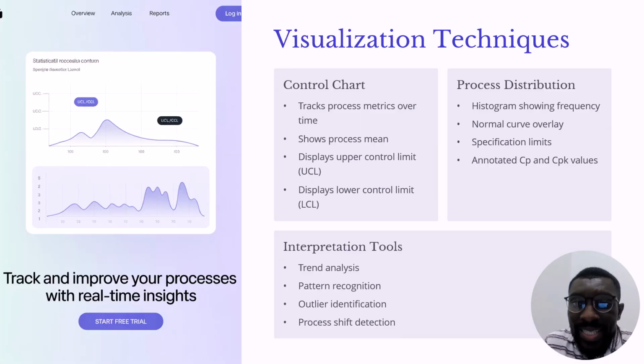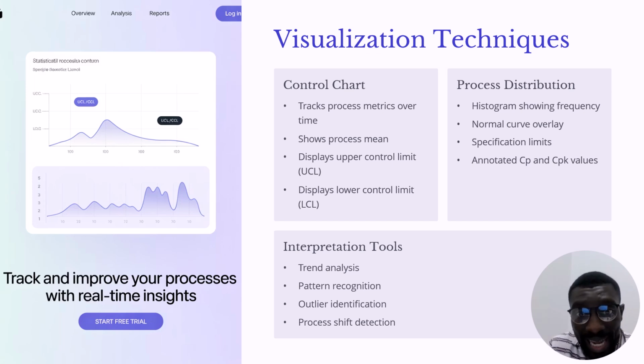So here on the visualization techniques, we had the control chart as well as the process distribution. On the control chart aspect, we track our metrics over time, show the process mean, and display the upper control limit, UCL, as well as the lower control limit, as I mentioned earlier. On the process distribution, we use the histogram, which indicates the normality of our data sets and shows the frequency, and also the normal curve overlay, specification limits, and I noted Cp and Cpk. How the data was actually interpreted.